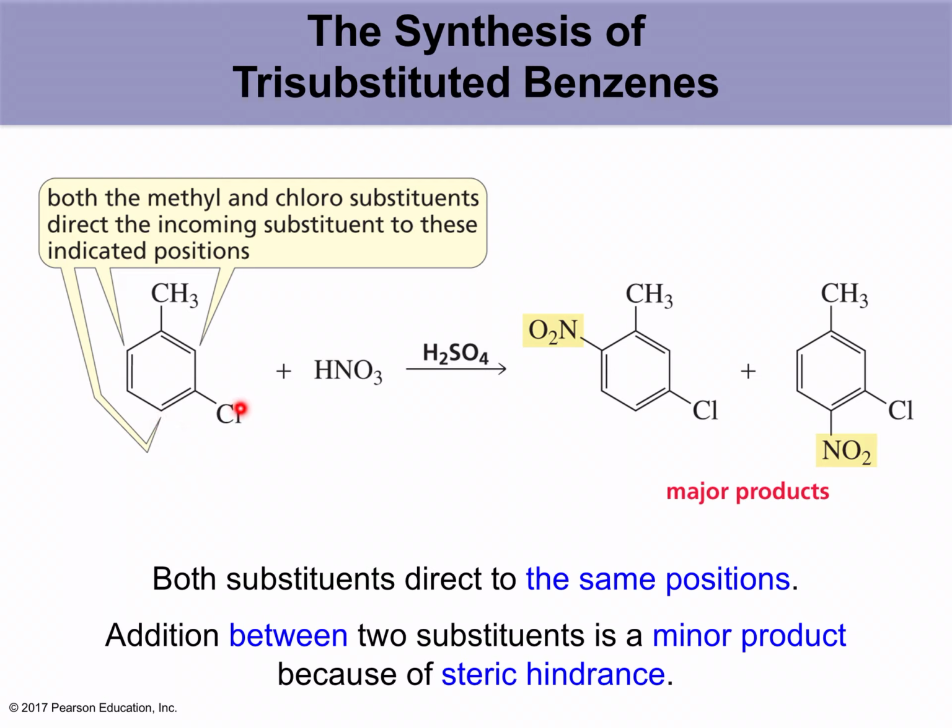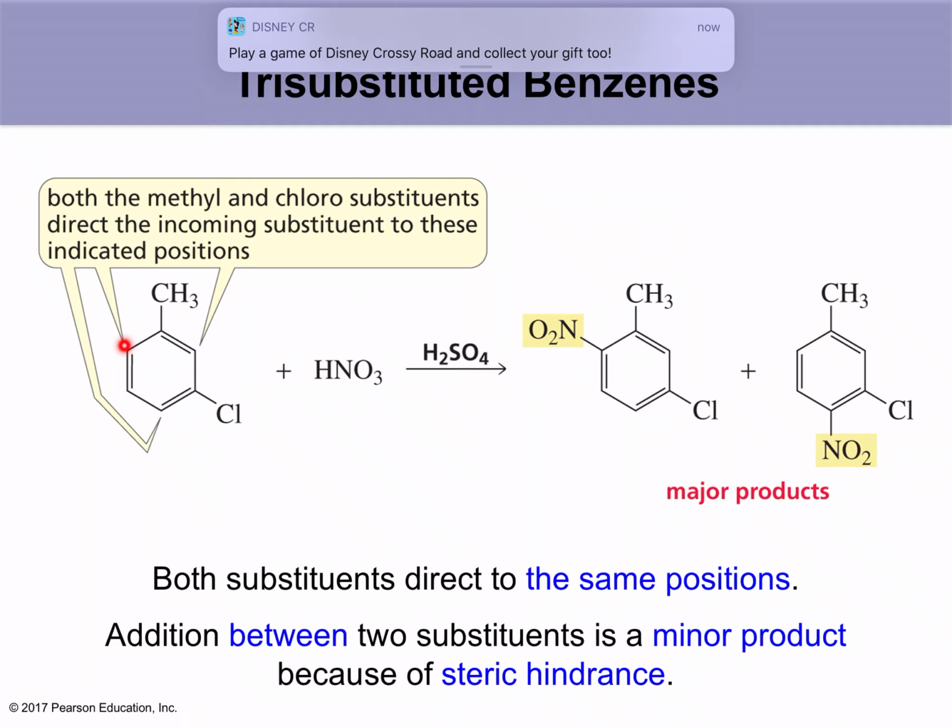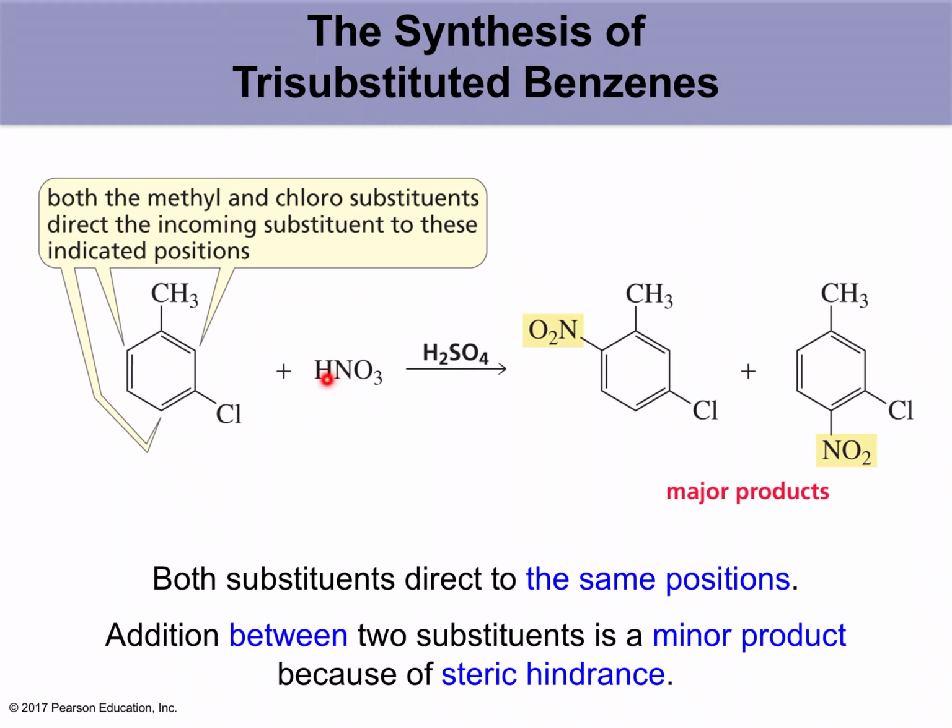Now with regard to chlorine, chlorine is also an ortho-para director. So these two positions are ortho to chlorine and this is para to chlorine. So when you do a nitration, it would go to the place where it is least sterically hindered. So it can either go to here, here, or here. Okay, so then we will see these two as the major products, not many over here, since it's between the two groups, and the steric hindrance will inhibit the nitration over here. Both substituents direct to the same position. Addition between the two substituents is a minor product because of the steric hindrance.